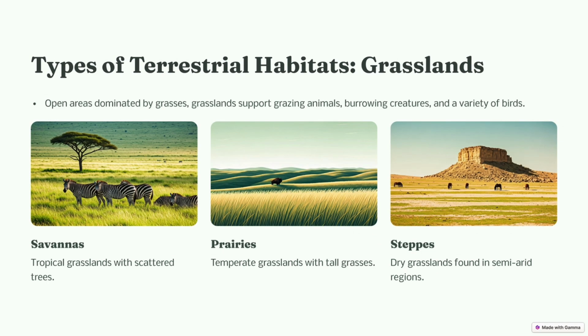We also have the grasslands. So open areas dominated by grasses. Grassland supports grazing animals, burrowing creatures, and a variety of birds. We have the savannas, tropical grasslands with scattered trees. And we have the prairies, temperate grasslands with tall grasses. And we have the steppes, dry grasslands found in semi-arid regions.